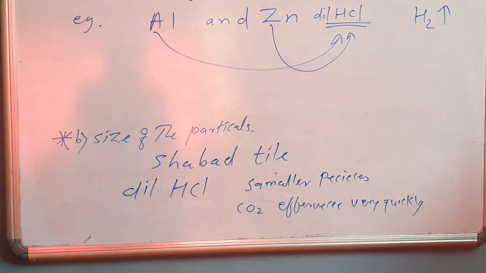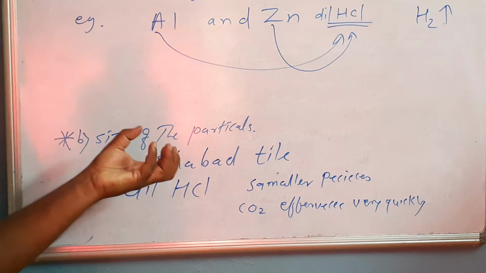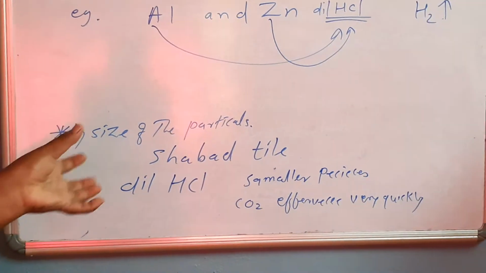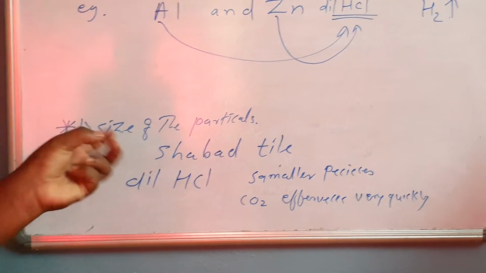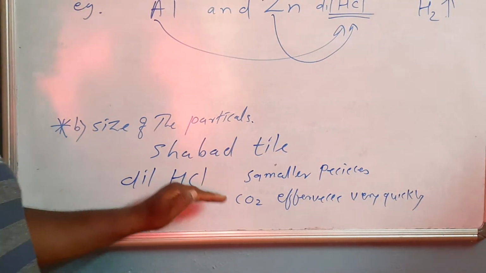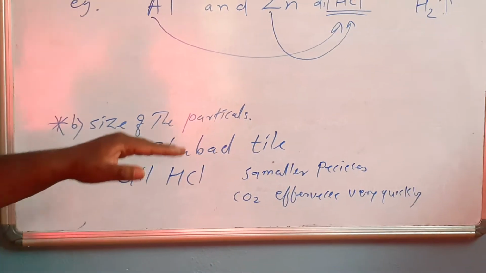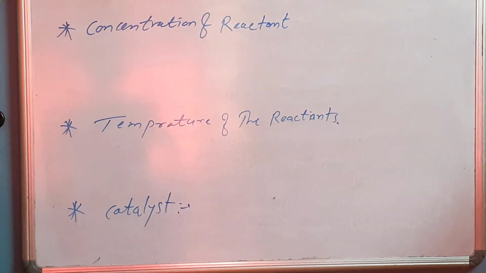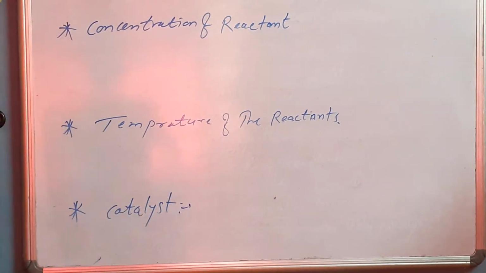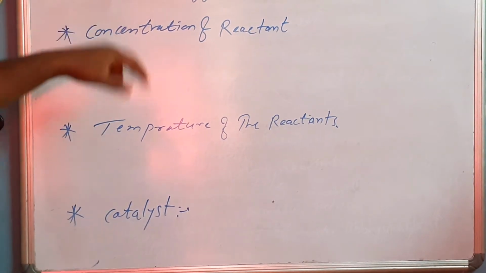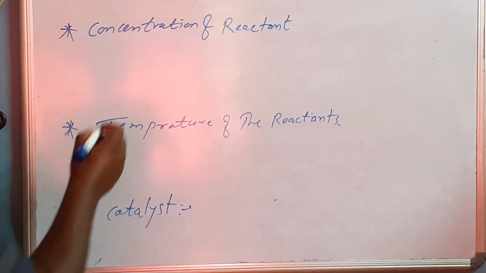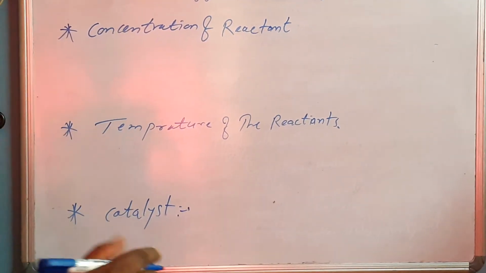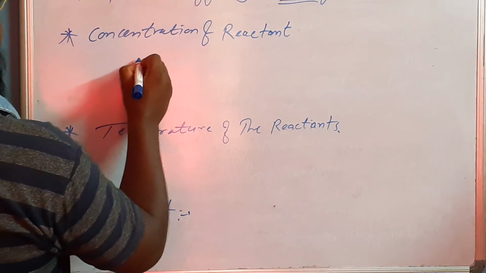But when we take bigger size particles and add HCl into it, it will give a very slow amount of effervescence, and the time taken for this evolution of effervescence will be more. This is the most important part of the factors affecting the rate of chemical reaction. Now, when we react two different components with two different types of acids.